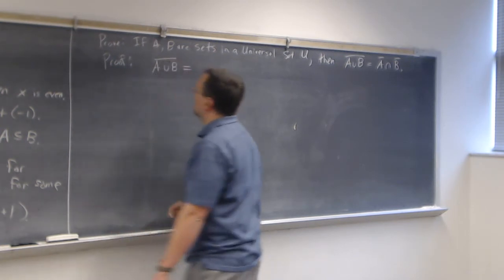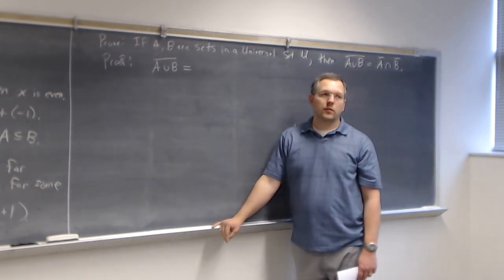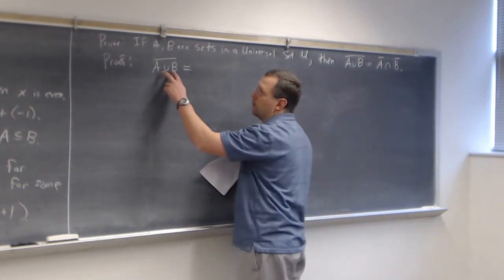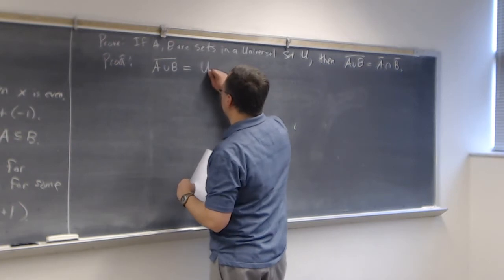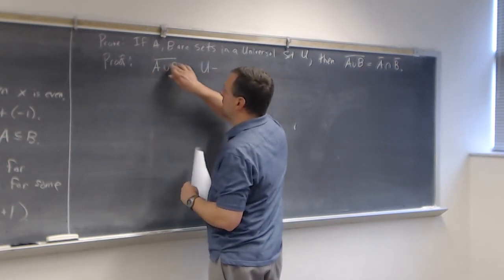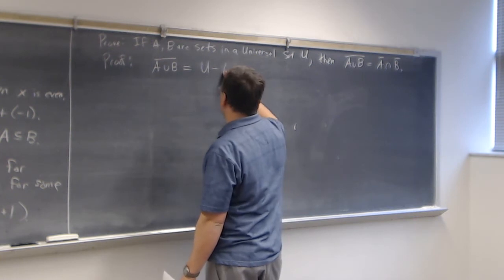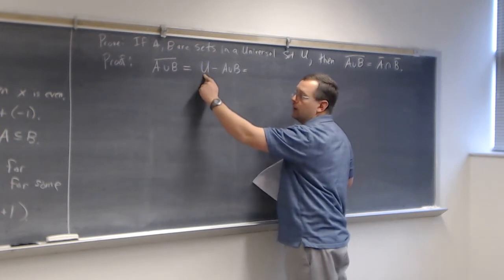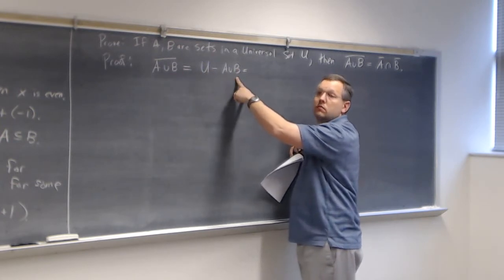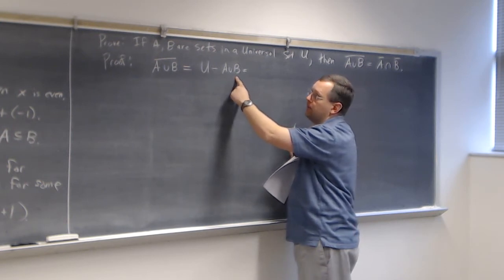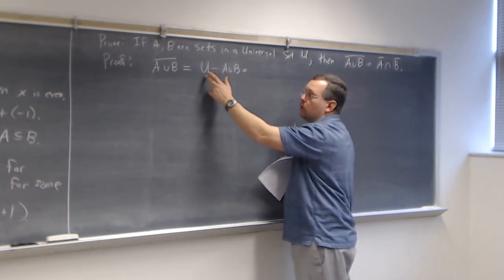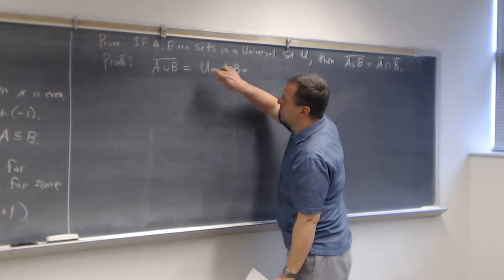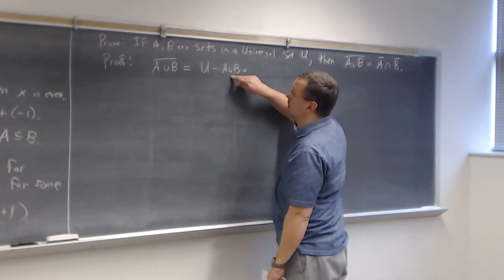So A union B complement. The other day I reminded you what it means to be in the complement of a set, the definition of a complement of a set. It said that the complement of any set is the difference of the universal set and the set that you're taking the complement of. So that's the definition of the complement. It's everything in the universal set that's not in A union B. Now, using the definition of a difference of two sets, this would be the set of all elements in U that are not in A union B.